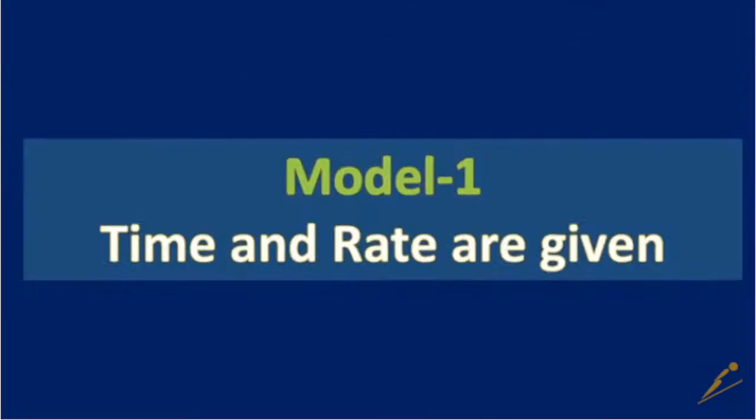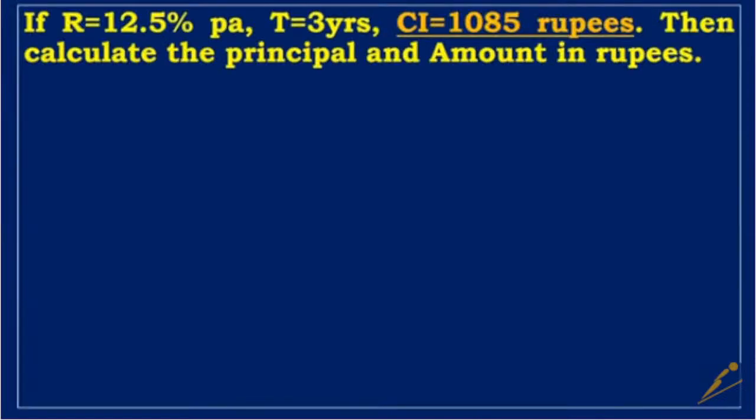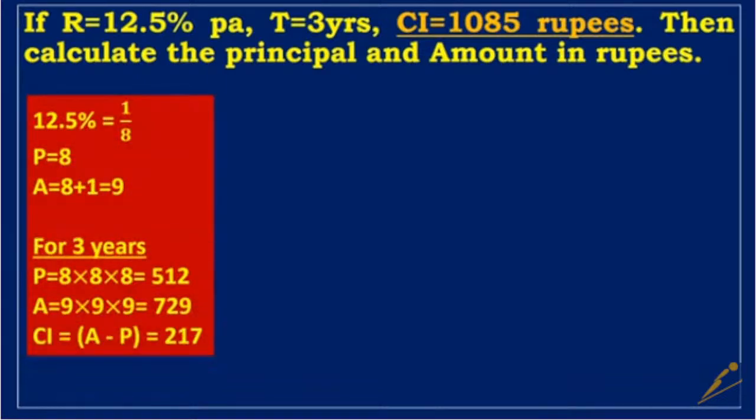Model 1. Time and rate are given. Let's look at some examples to understand this concept. If the rate of interest equals 12.5% per annum, time equals 3 years, CI equals 1085 rupees, then calculate the principal and amount in rupees. Given the interest rate is 12.5%, which equals 1 divided by 8. The principal in this example is 8. Add numerator and denominator values to get the amount, which is 9.